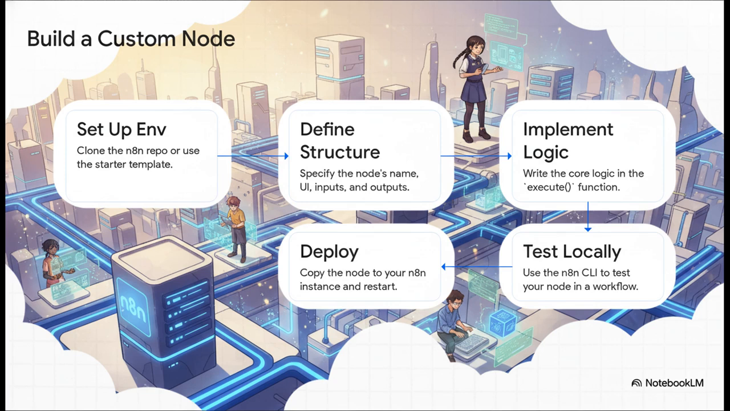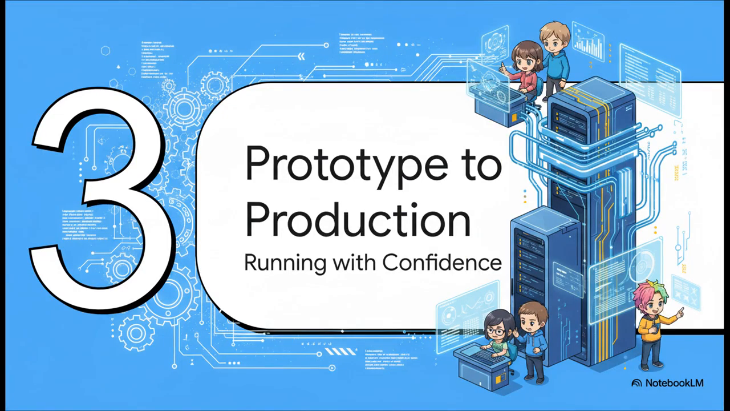It's awesome. You define the user interface, you write the logic in TypeScript or JavaScript, and then you deploy it right into your n8n instance. It then just works like any other native node. Now that is true extensibility. Okay, so building powerful workflows is one thing, but running them reliably at scale, that's a whole other ballgame.